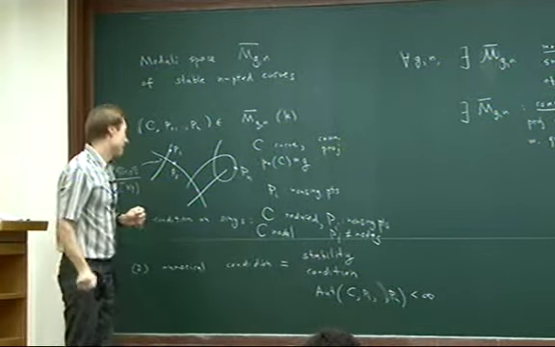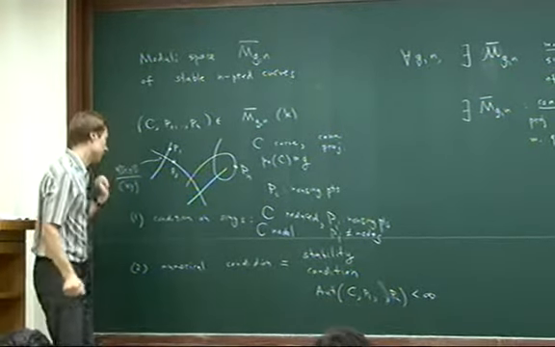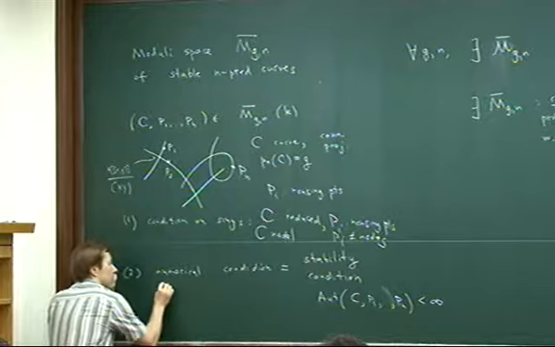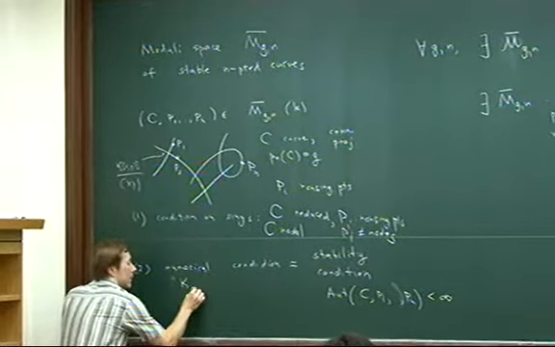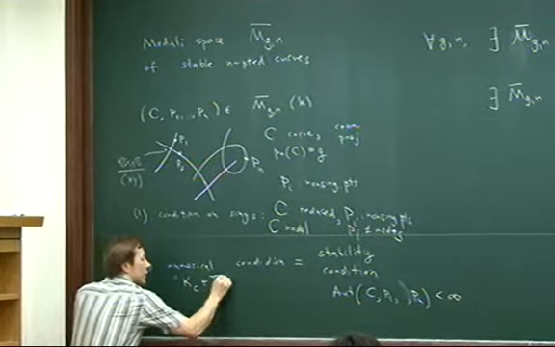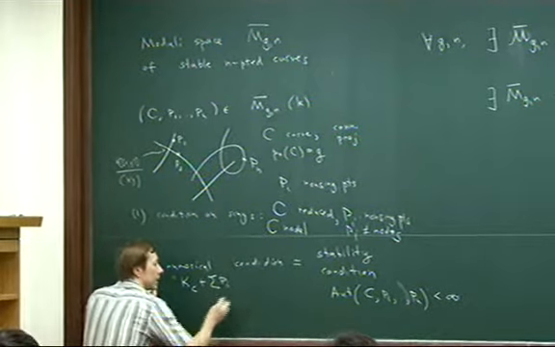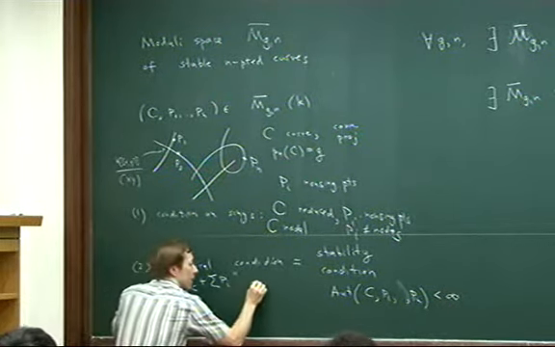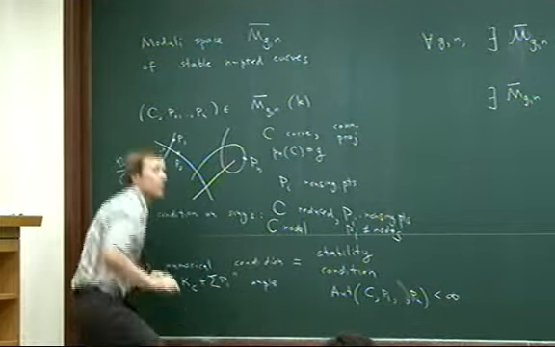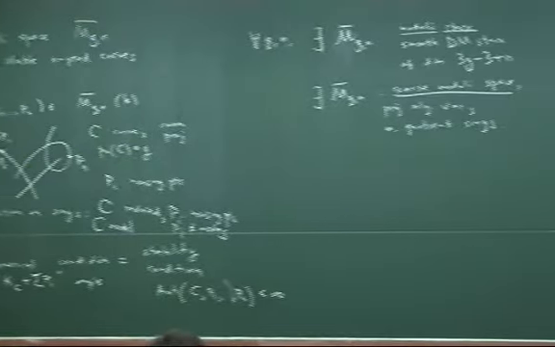And the way I prefer to state it here is this way. I require that the canonical class of C plus the sum of the P_i, so this divisor, is ample. So let me remind what this means.